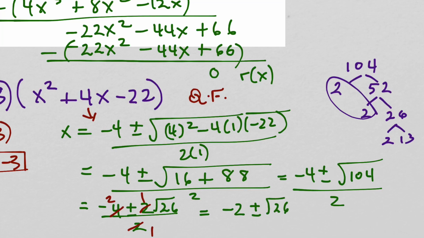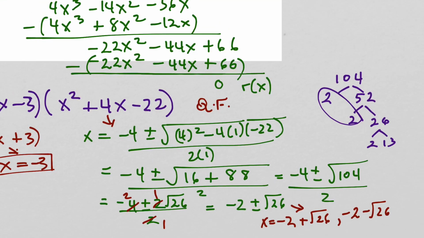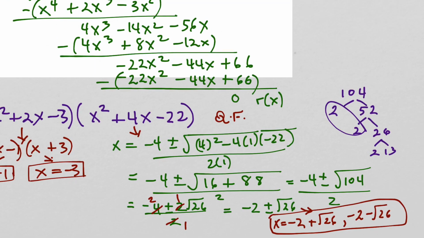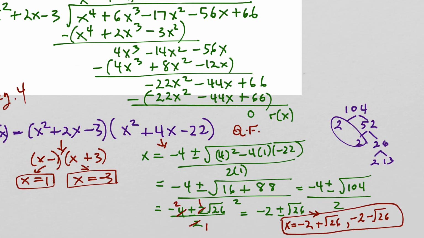So that leads me to my other 2 zeros. My other 2 zeros would be negative 2 plus root 26 and negative 2 minus root 26. All right, so there's 2 zeros and the other 2 over there.